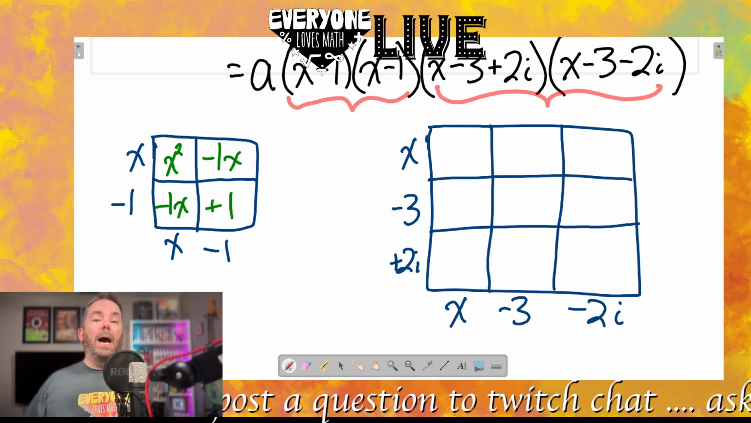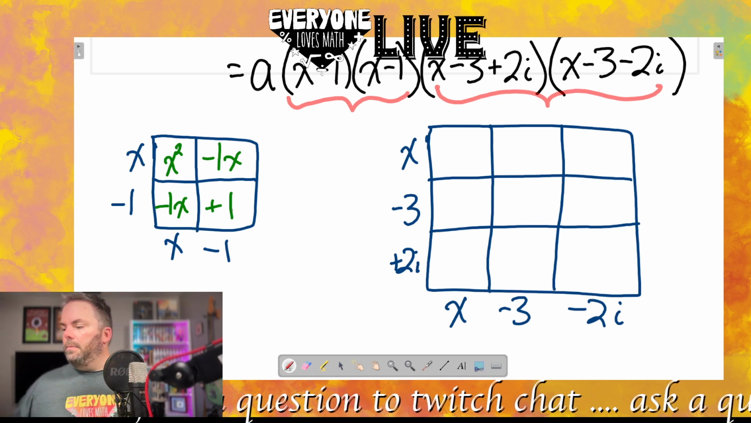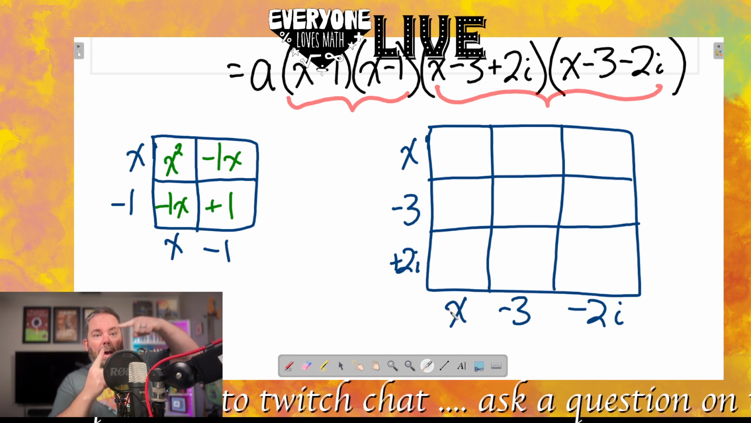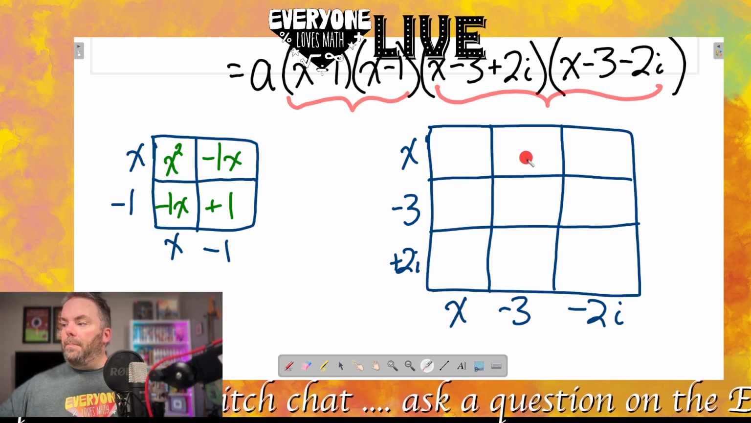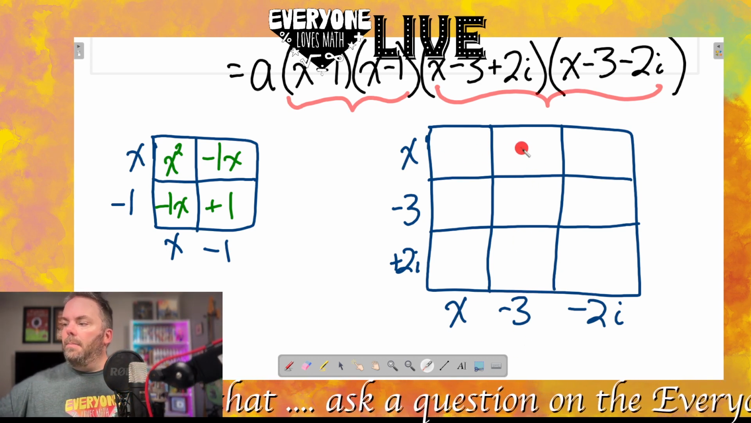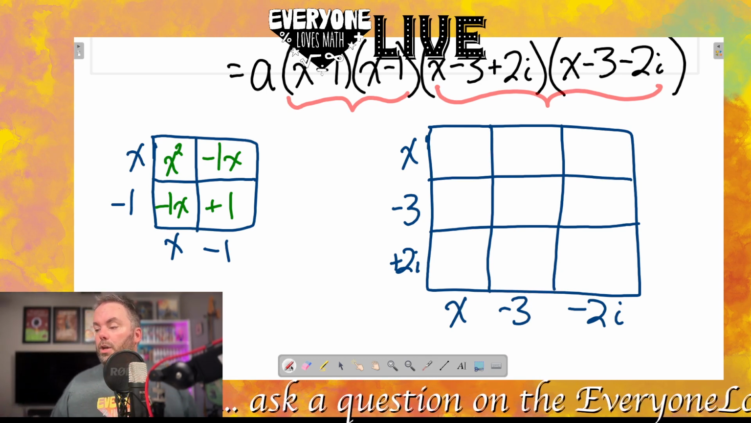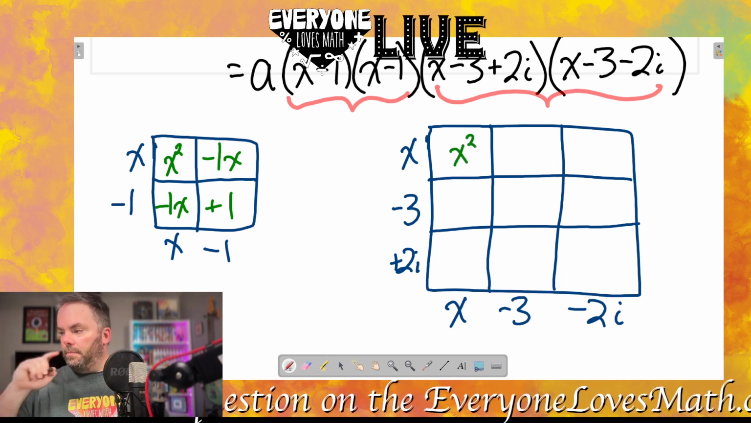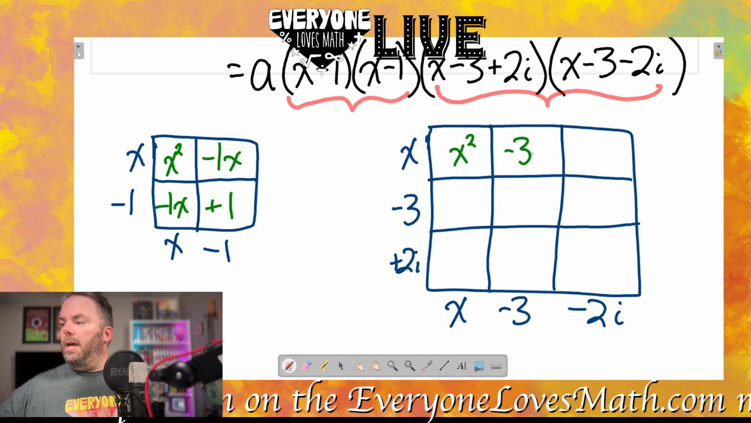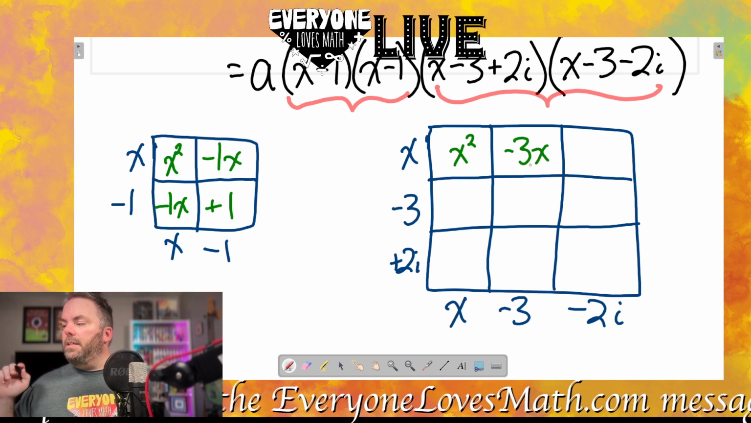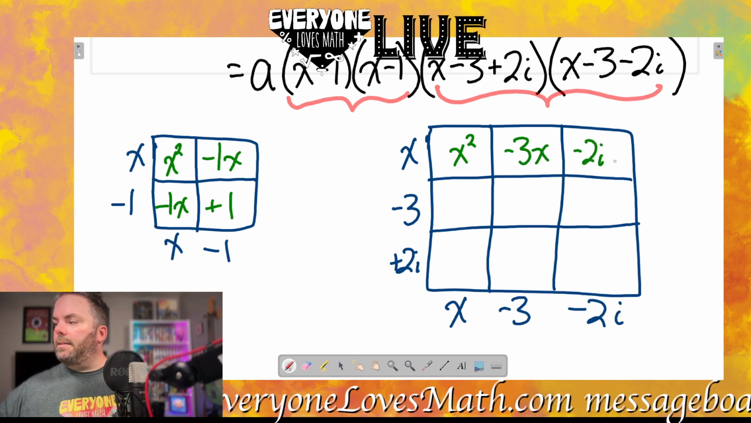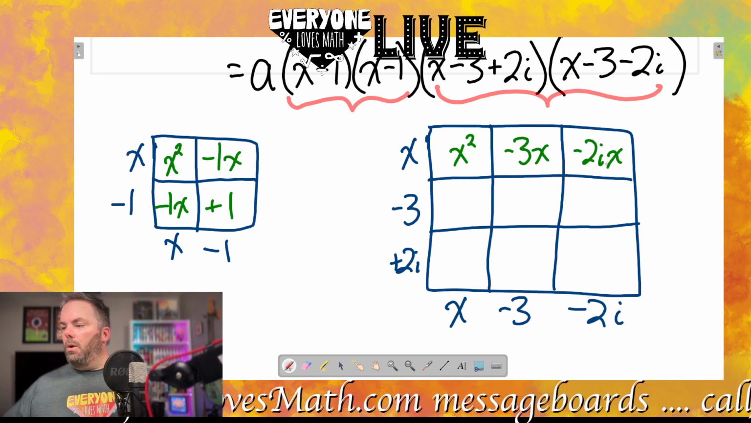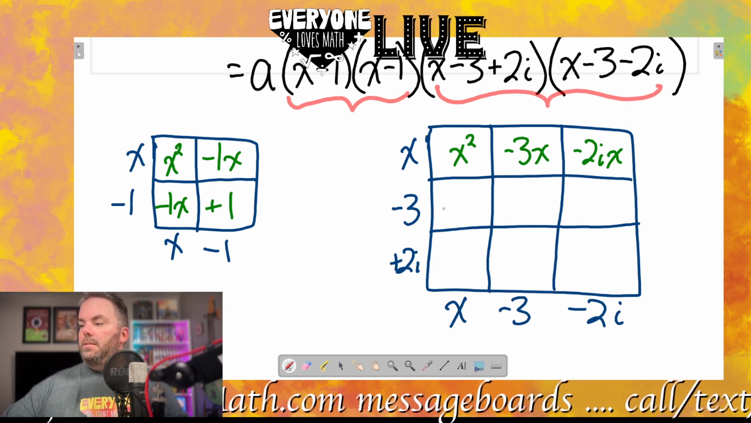Now we've got a 3 by 3 to multiply out. Okay, this still works. This box is going to be the x times x. So I always say you pop the pimple. So whatever box you go to, you look at that row and that column and multiply. This is the way that we're going to organize our multiplication problem. So x times x is x squared. X times minus 3 is minus 3x. X times minus 2i is minus 2ix. Ugh, gross. Oh my goodness. Okay, next row. Negative 3 times x is negative 3x.